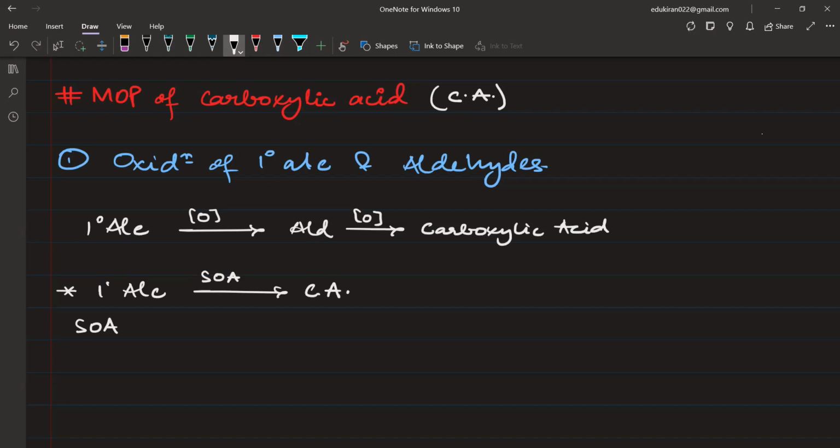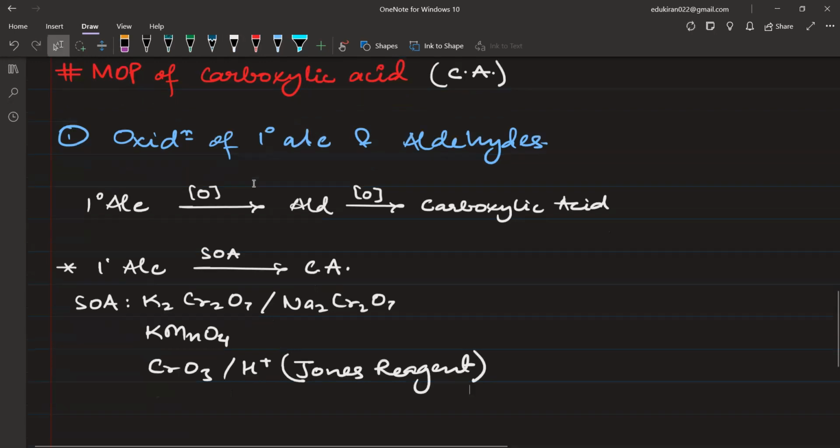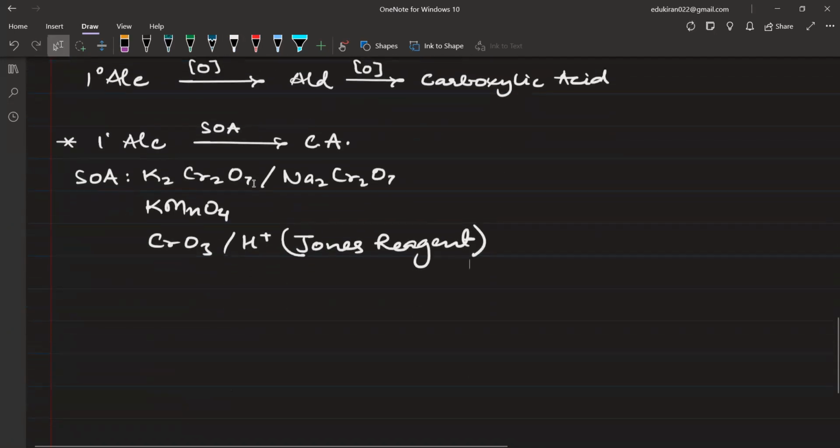What are the strong oxidizing agents that you can use? You can use K2Cr2O7, or the same thing as Na2Cr2O7. You can also use KMnO4. And the last one is important, CrO3 in the presence of acid H plus, H2SO4 you may have here. Okay, this is known as Jones reagent. Reagent names are going to be important. This is Jones reagent. Right, next.